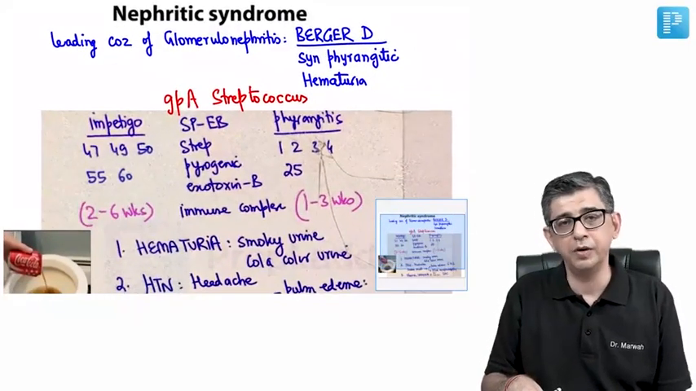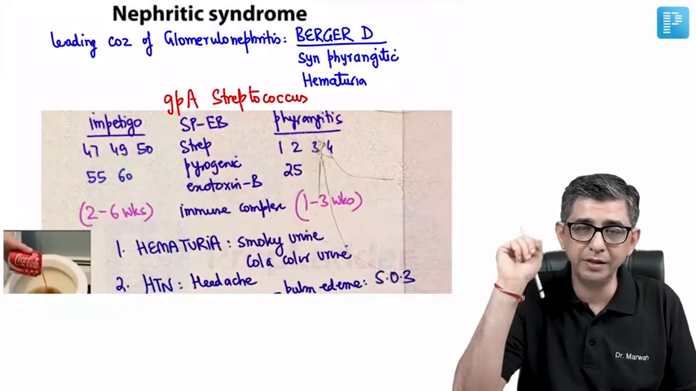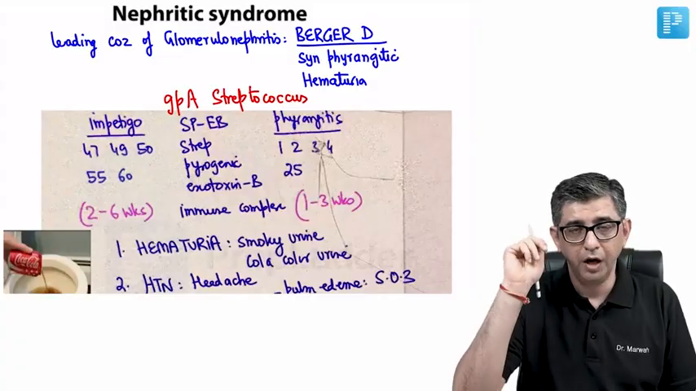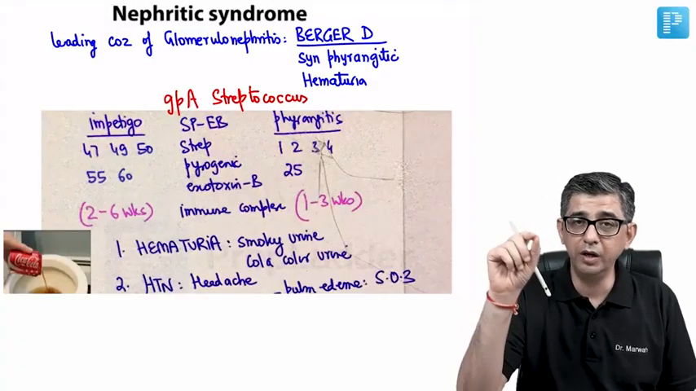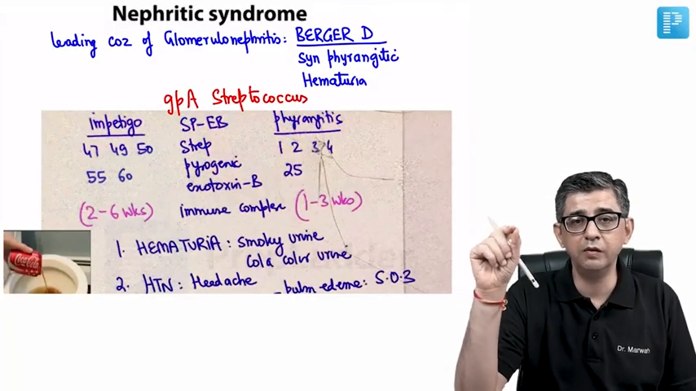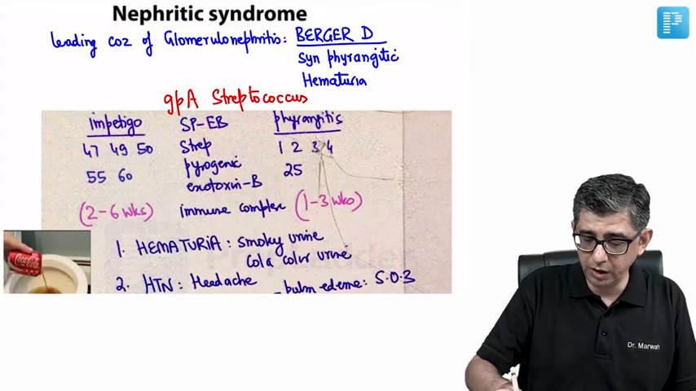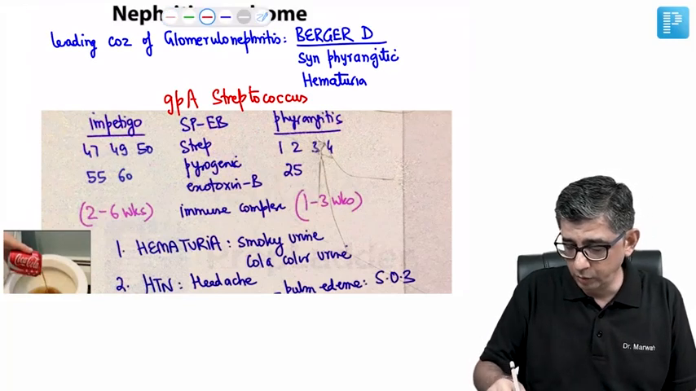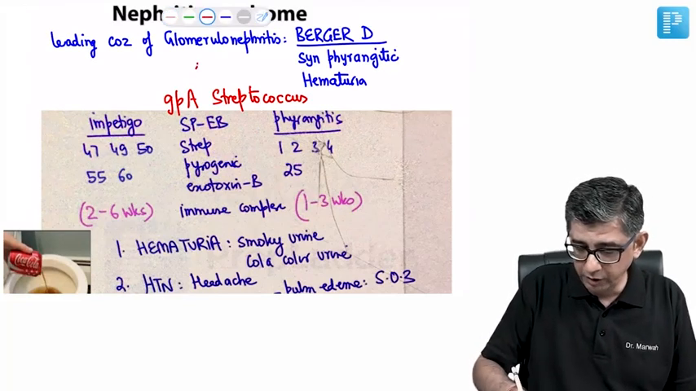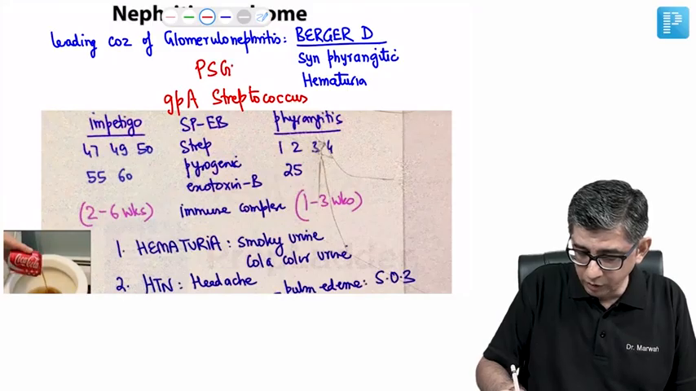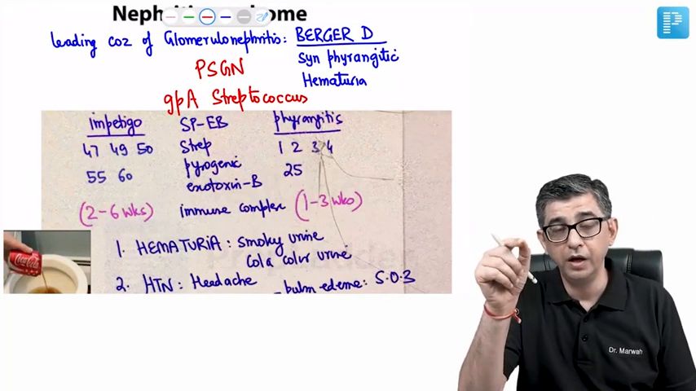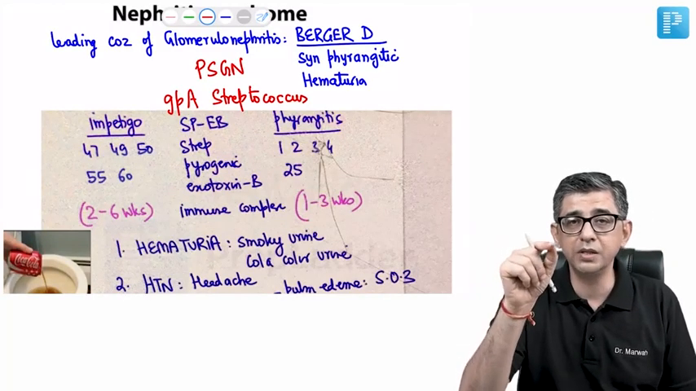We will now compare this information of nephrotic with nephritic, that is glomerulonephritis. And whenever glomerulonephritis as a word comes up, the first thing in our mind is PSGN, that is post streptococcal glomerulonephritis. But I want you to remember that the leading cause of glomerulonephritis is not to be answered as PSGN.